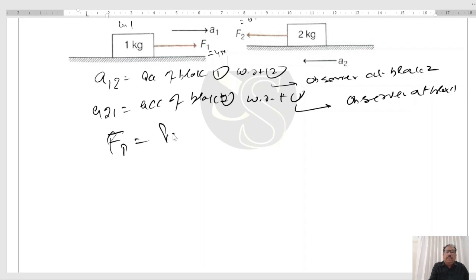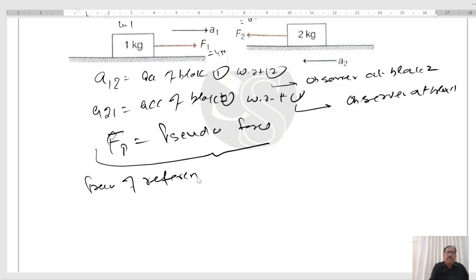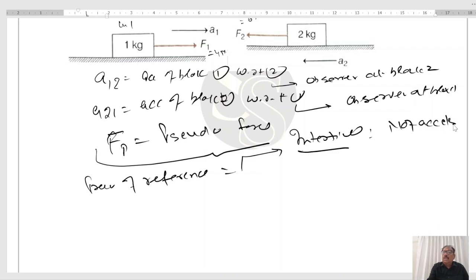FP, that is pseudo force. Now you know frame of references. What is an inertial frame of reference? That is not accelerated. Non-inertial is the one which is accelerated.